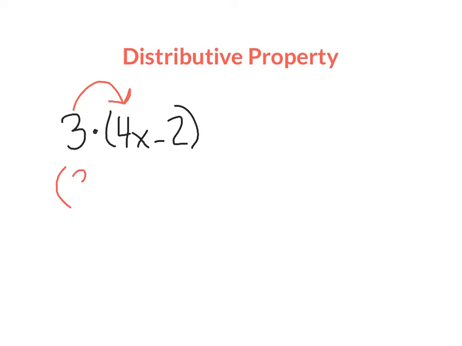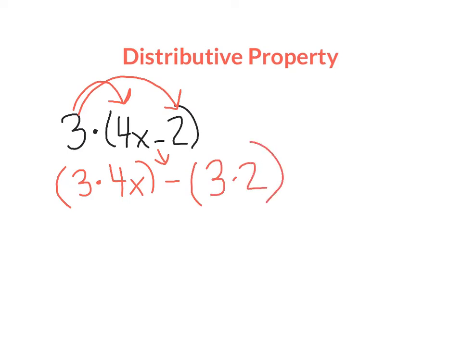So what we're actually saying is 3 times 4x. Now, we have to bring down the sign, which is a minus sign, and then distribute the 3 to the last number. What that's really saying is 3 times 2. Now, let's finish solving to get our final answer.